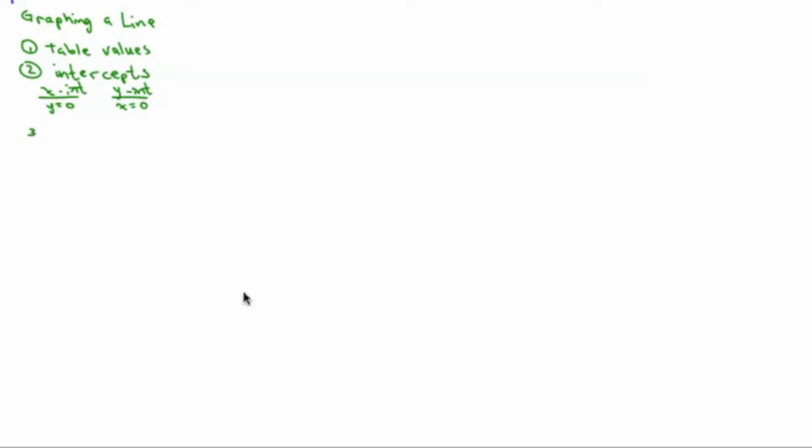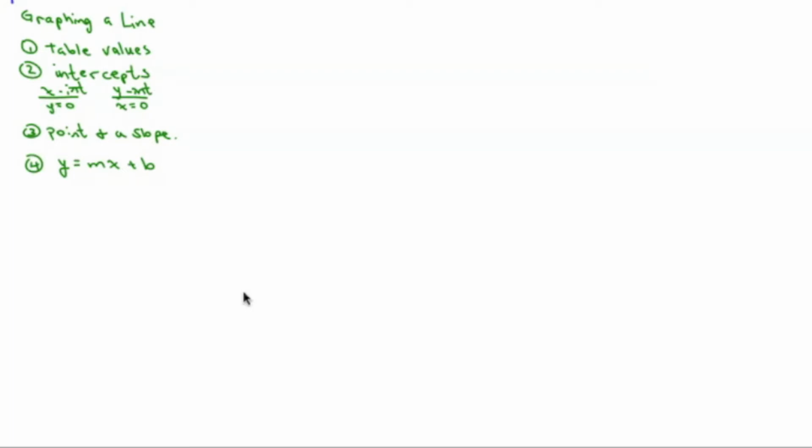Three, I could give you a point anywhere and a slope. And you should be able to graph a line. You know, plot the point, rise over run, form your line. Four, I could have you graph it from y equals mx plus b, where m is slope and b is intercept.